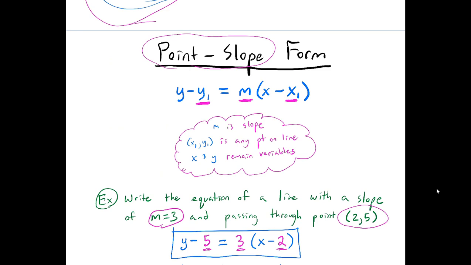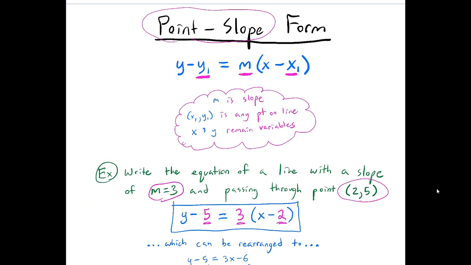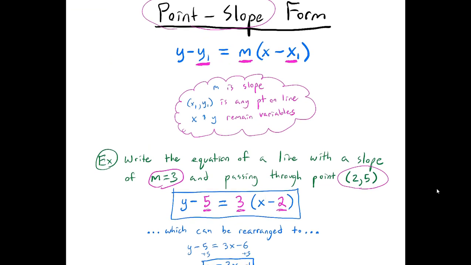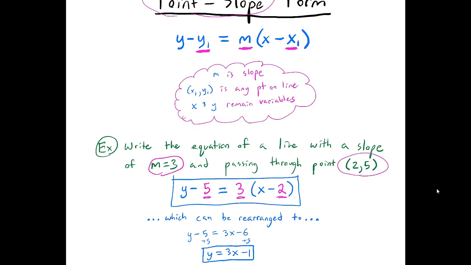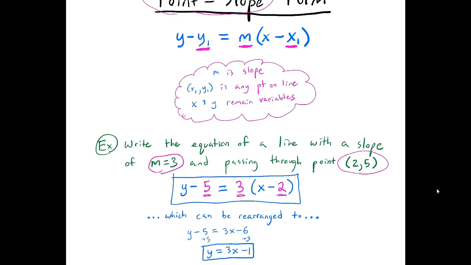Now, if you wanted, you could rearrange that for sure. You just distribute the 3, and you get down here at the bottom y minus 5 equals 3x minus 6. Add 5 to both sides. Boom, we rearranged it to y equals mx plus b. No problem. But you can go directly from a point and a slope into the equation. That is a great doorway, a shortcut right to it.